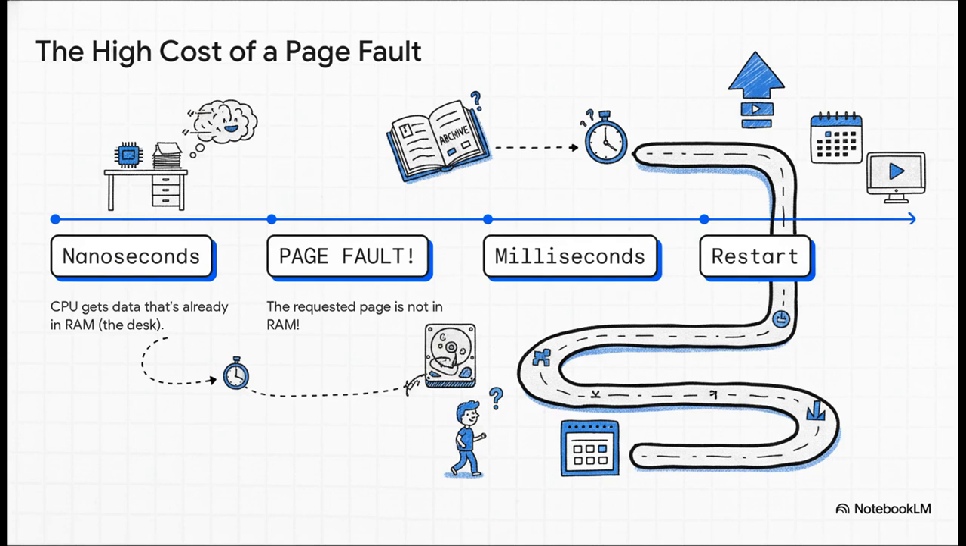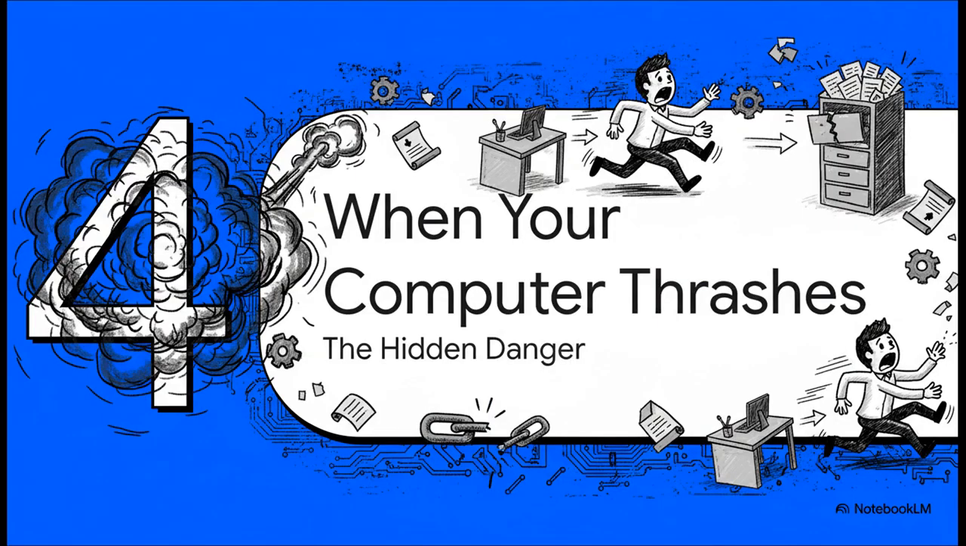And the cost of that trip to the archive is just mind-boggling. Seriously, look at this. Getting data that's already on the desk, in RAM, takes nanoseconds. That's billionths of a second. But when a page fault happens, bam, the whole process stops. The trip to the hard drive and back takes milliseconds. That's a million times slower. To put that in human terms, it's like you ask someone a question and they have to stop, leave the country for a week, and then come back to give you the answer. It's a huge delay.